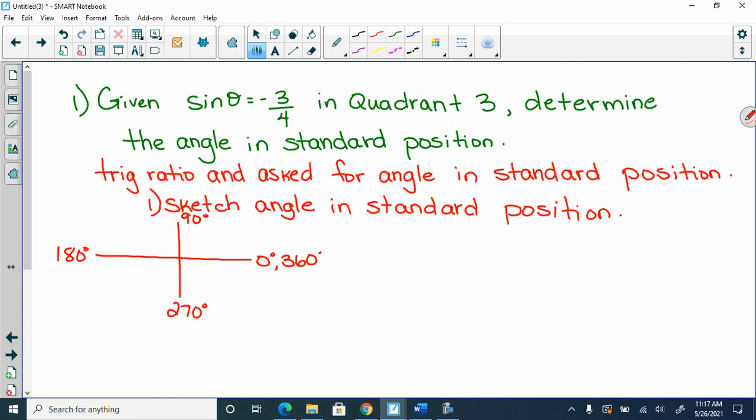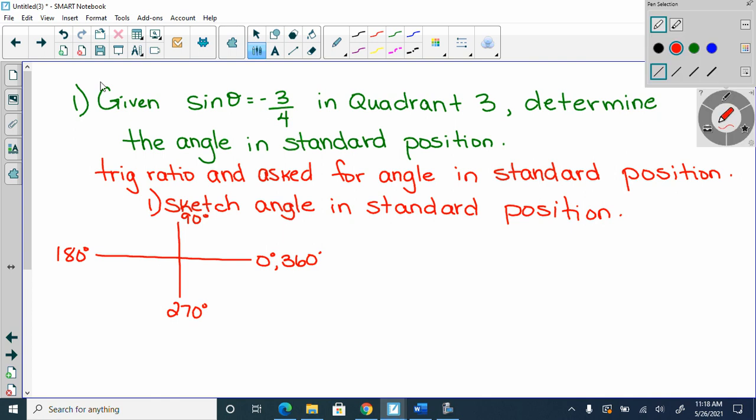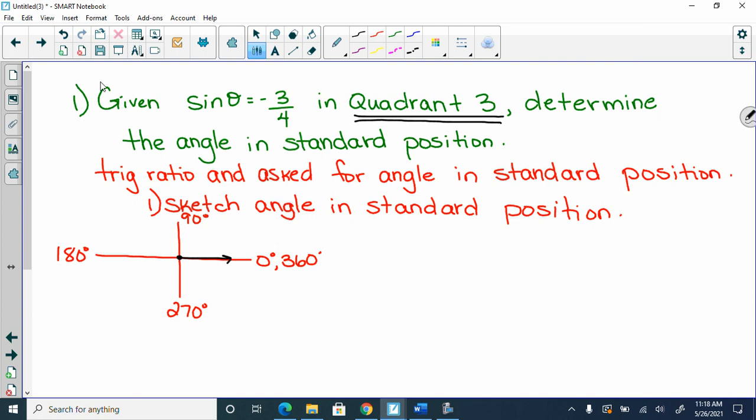So we want to sketch it. How do we know where it's sketched? What part of the green writing tells me where to sketch that? Quadrant 3. Yeah, that gives me a hint. So you have to watch, because this one's the easiest way, because it actually gives you what quadrant it's in. We're not going to always get that. So we have our initial arm here, because it always starts on the x-axis. And then somewhere in quadrant 3, we have a terminating arm.